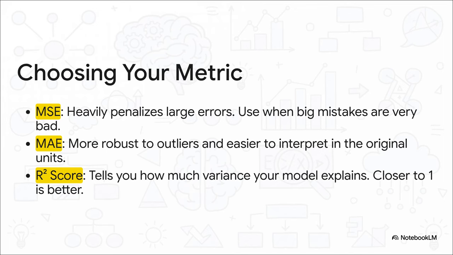Well, if you have a crazy outlier, like your model was off by $1 million on one house, that one mistake would make your MSE score explode. MAE, on the other hand, would just treat it like any other error, making it more robust.